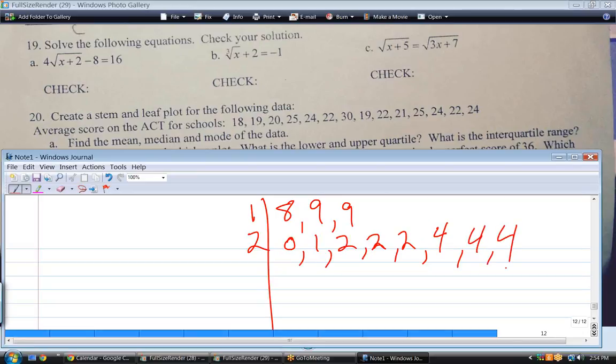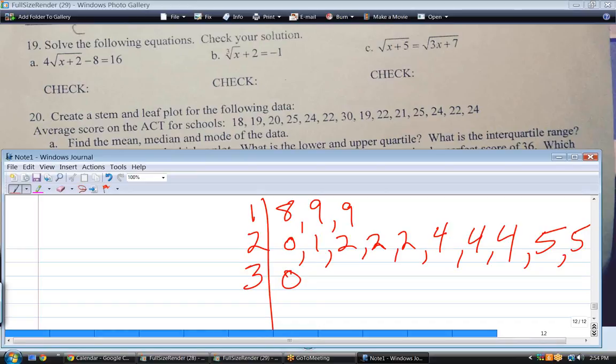What other 20s are there? 25. Okay. There's 2 of those. I think that's all the 20s. The next thing is the 30s, which is just 1. Okay.